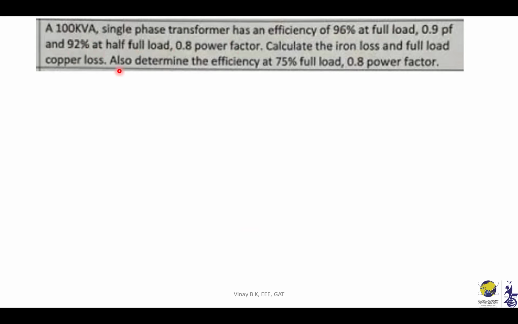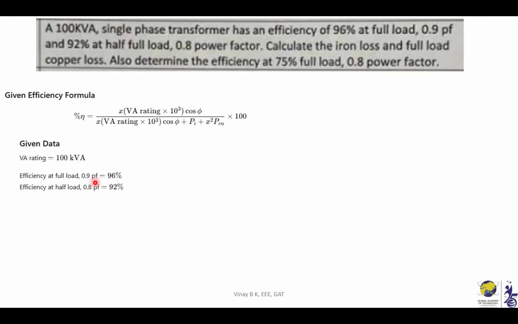So first you are defining the formula, then you write the given VA rating, they are given 100 into 10 to the power 3. Efficiency for full load 0.9 power factor, they are given 96. Efficiency at half load 0.8 power factor, they are given 92%. So now with the help of that, from full load efficiency we'll get one equation, from half load efficiency we'll get another equation of Pi and PCU. Then you solve with the help of calculator, we'll get the value of Pi and PCU.